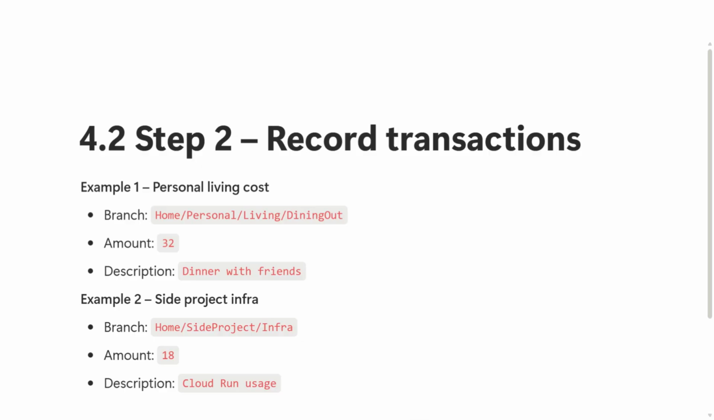Example 2 is a side project infra cost. This time, the branch is home, side project, infra. So this money is not my personal life. It belongs to my side projects, and it's an infrastructure cost. The amount is $18, again as a negative number, because it's money going out. For the description, I can write down Cloud Run usage.